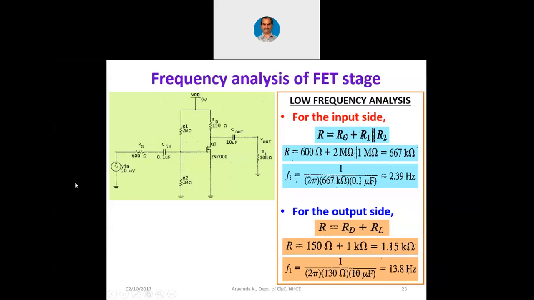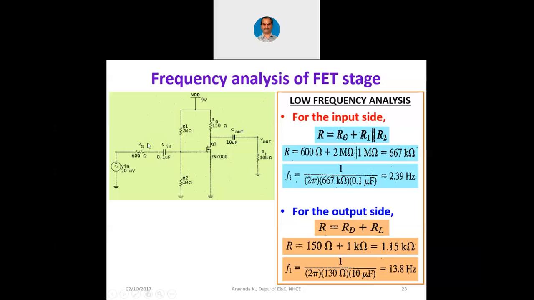Now, the frequency analysis of the FET stage. Here in Malvino, he uses a slightly different symbol for FET. FETs have many symbols available. We generally follow the popular symbols in our lab. Whichever symbol can be easily written and easily understood, such symbols we use in the labs as such. Otherwise, textbooks can have many styles of symbols.